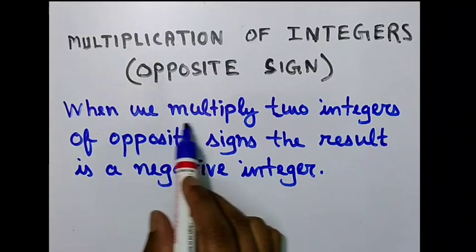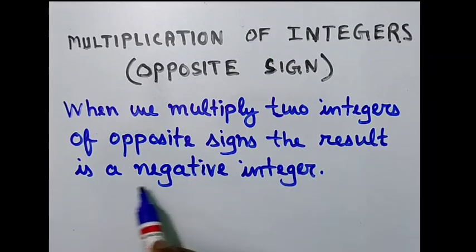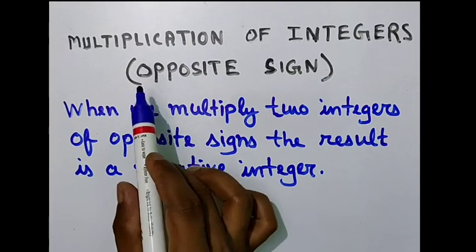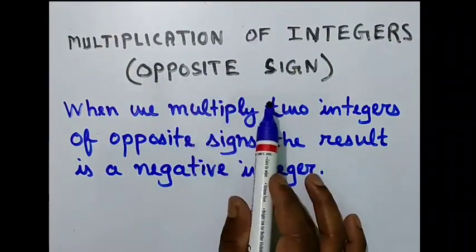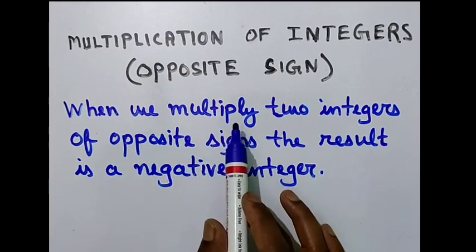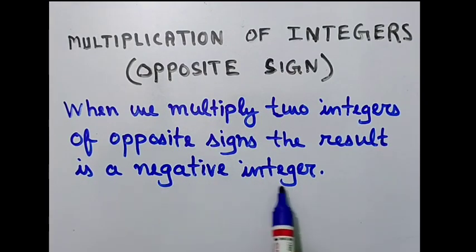So when we multiply two integers of opposite signs, the result is a negative integer. So unlike the previous case where we multiplied two integers of the same sign, it resulted in a positive integer. But when we multiply two integers with opposite signs, the result is a negative integer. Let's understand this with the help of an example.